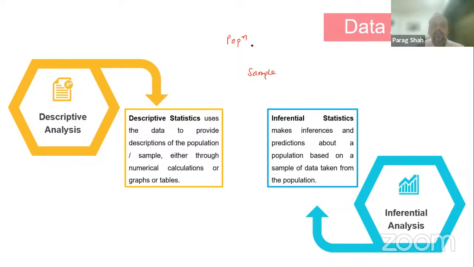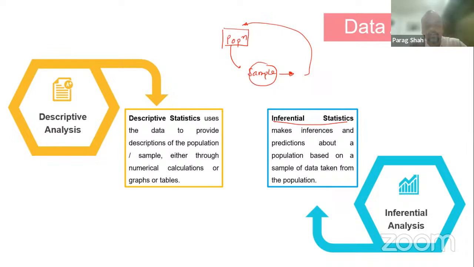So I'll repeat again. Actually, we wanted to study the whole population, but practically it was not feasible. We took a sample. We studied the whole sample. We found out its result. And then we conclude that the same result will be for the population. That is called inferential statistics or inferential data analysis.